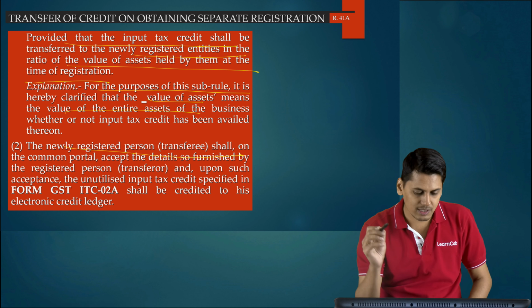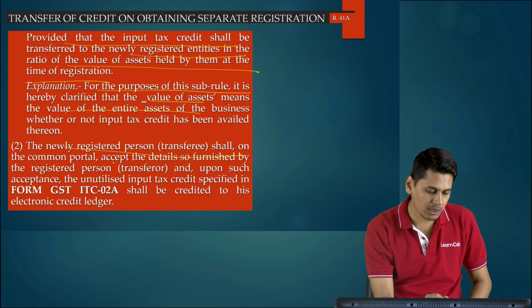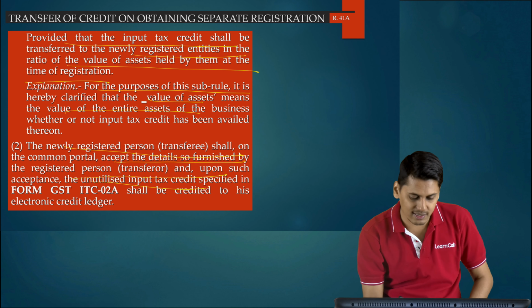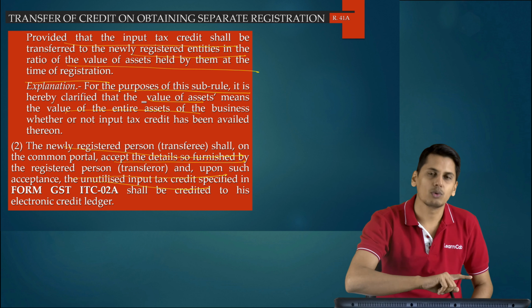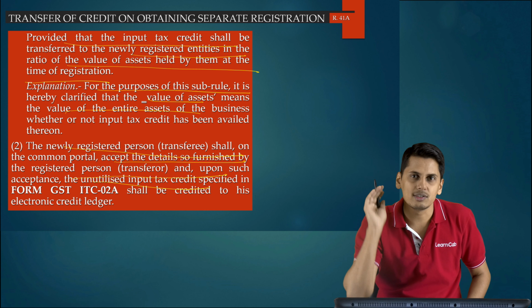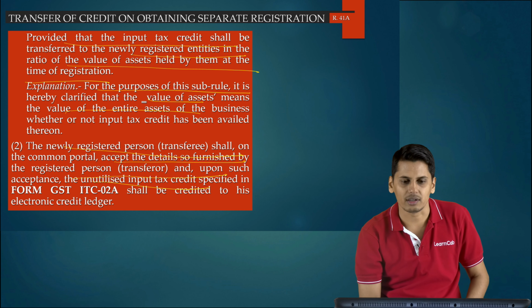The newly registered person, that is the transferee, shall on the common portal accept the details furnished by the registered person, the transferor, and upon such acceptance, the unutilized ITC will be transferred from the old entity to this new GST number. From the old GST number to this new GST number, it is going to be transferred.